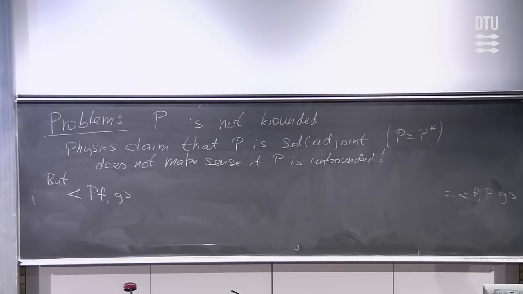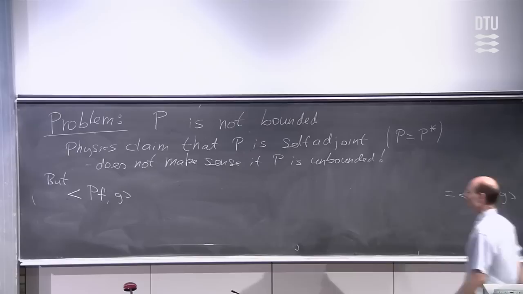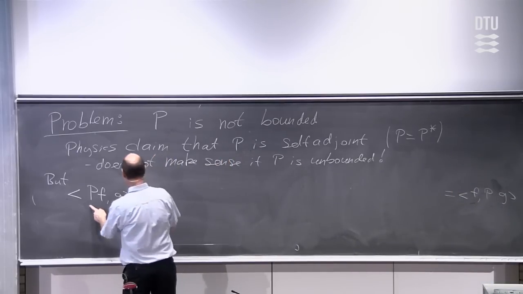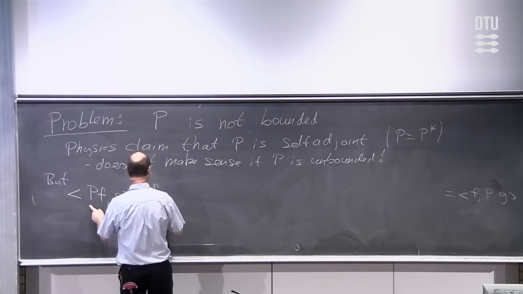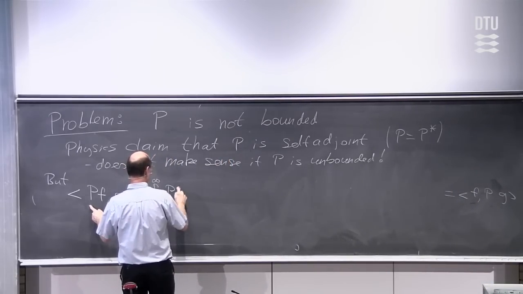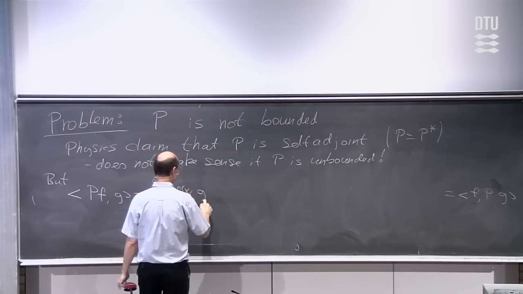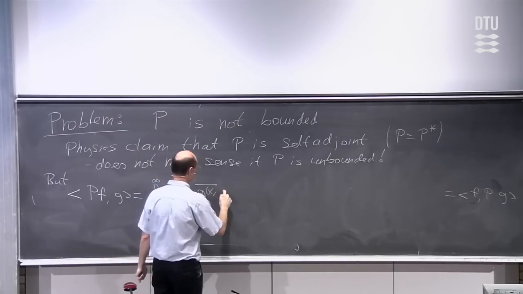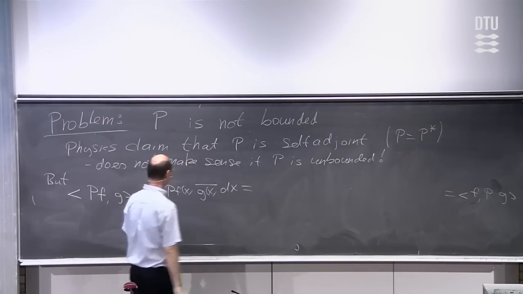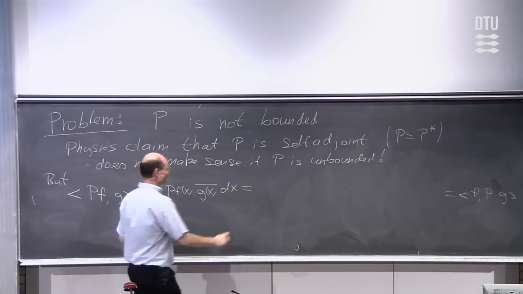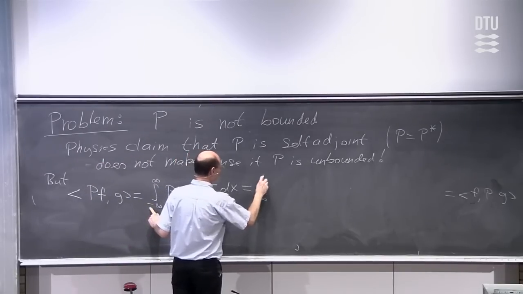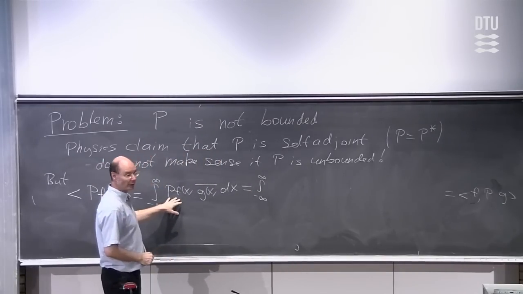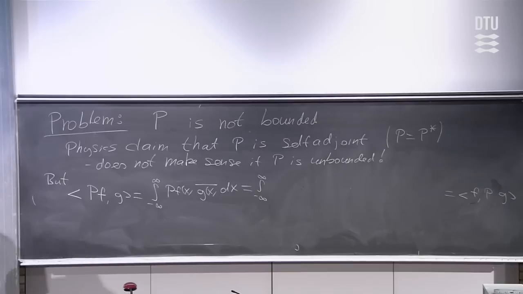So let's see what happens if you actually do the calculation. This inner product, this is again the integral from minus infinity to infinity, Pf of x times g of x complex conjugated dx. So this is the integral from minus infinity to infinity. We have to put in what P of f is.